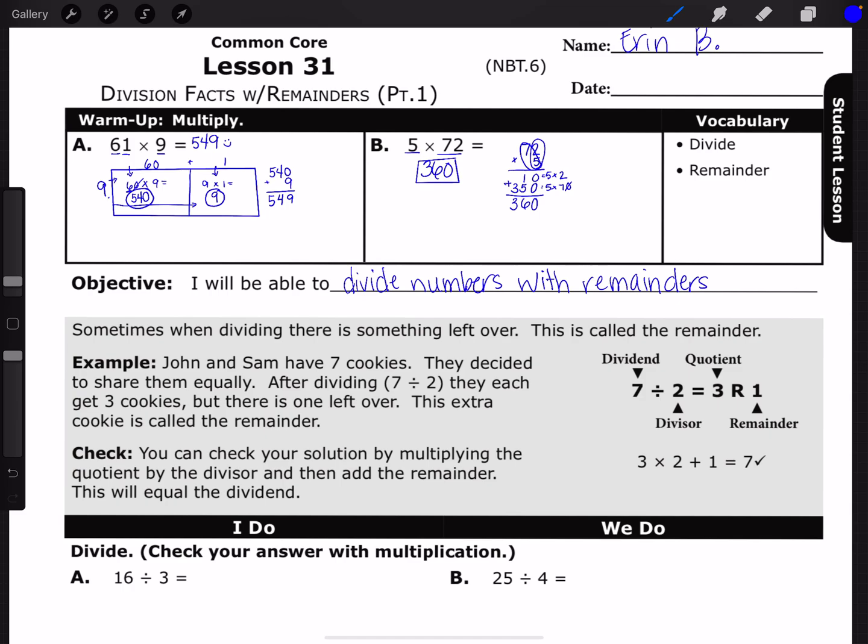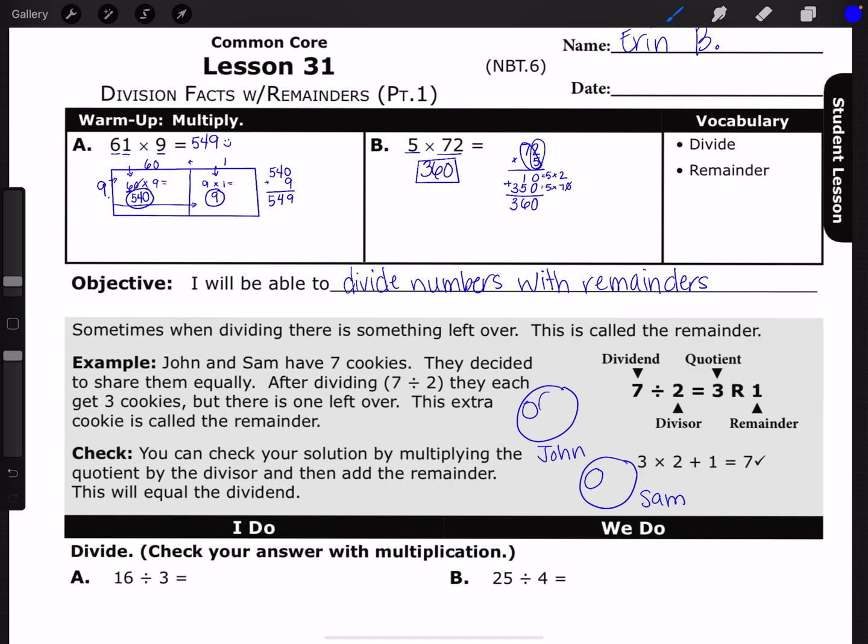Example, John and Sam have 7 cookies. They decided to share them equally. After dividing 7 divided by 2, they each get 3 cookies, but there's 1 left over. This extra cookie is called the remainder. So here is John, and this is Sam. That's their plate. Okay, and they have 7 cookies.